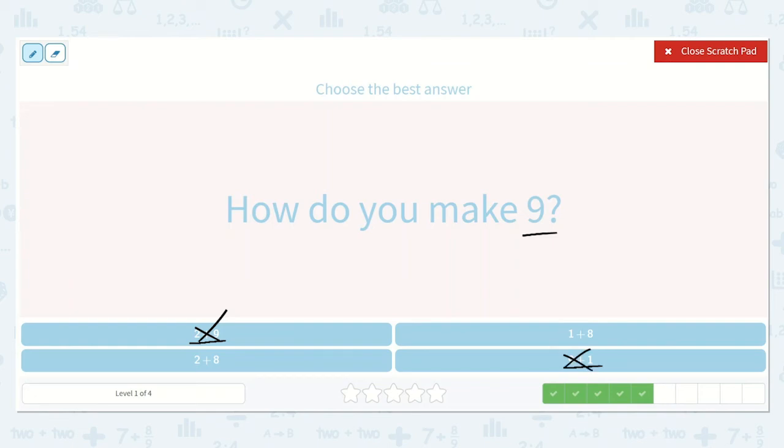Here I see 8 plus 1. What is 1 more than 8? Yeah, 9. Good, so this is most likely it. Let's check the next one. 8 plus 2. So we have 8, 9, 10. Yep, this one's too much. So 1 plus 8 is equal to 9.